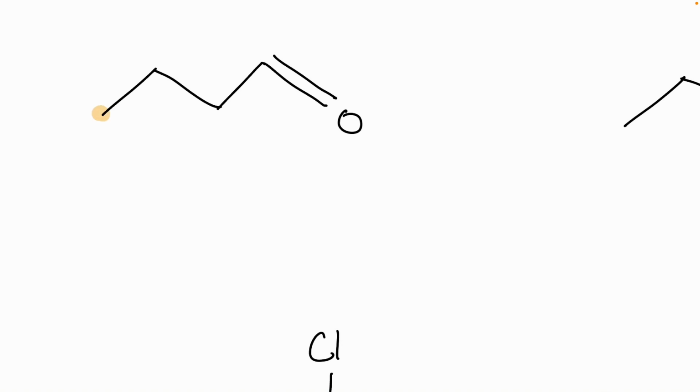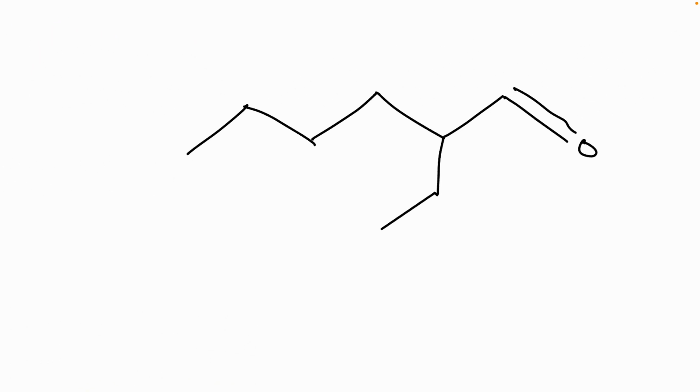So 1, 2, 3, 4 carbons. That would make this a butanal. And we're not going to bother putting 1-butanal because there's no such thing as 2-butanal or 3-butanal or anything else, right? If it's a butanal, you know that that carbonyl group is on that end terminal carbon. All right.